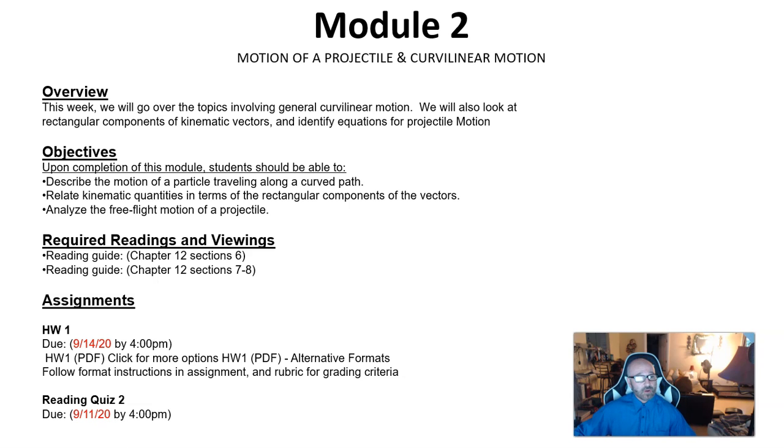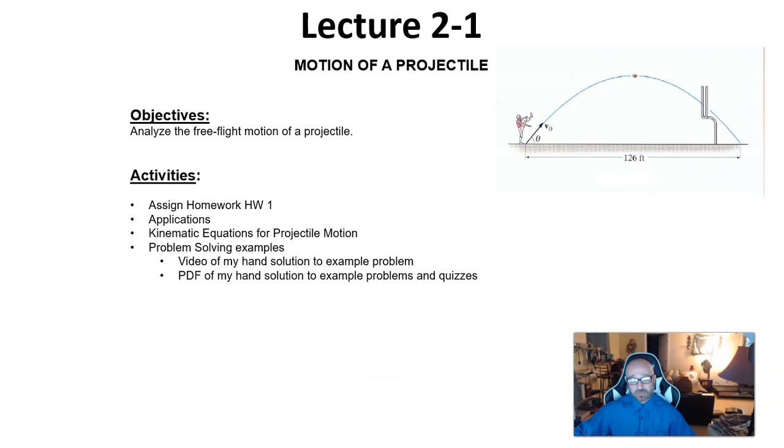So let's take a look at what our first lecture is. There are going to be 2 lectures within this module 2. The first lecture that we're going to deal with is lecture 2-1, motion of a projectile. The main objective of this is free flight motion of a projectile. How do we analyze this? What are our key equations? We'll go through all that in our lecture slides. Also reference back in the textbook, and I'll also reference these as I'm going through my hand solutions in the videos attached as well.